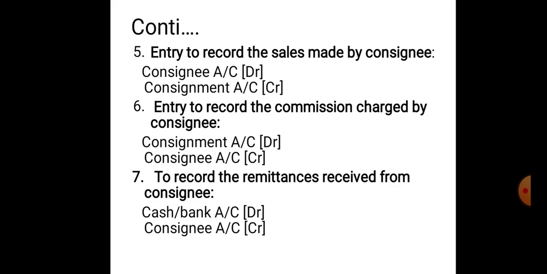Now to record the remittances received from the consignee, the entry would be cash or bank account debtor to consignee's account. Here the cash has been remitted, or remittances received from the consignee. Cash has been received from the consignee. The entry would be bank account or cash account debtor to consignee account, being the amount received from the consignee, being the cash remittance done by the consignee.